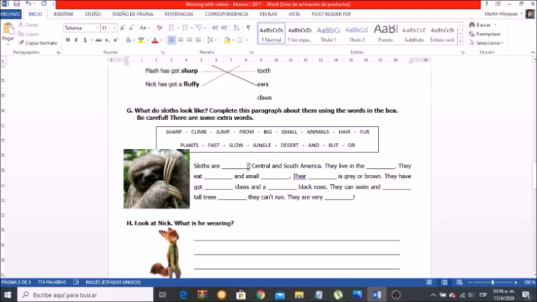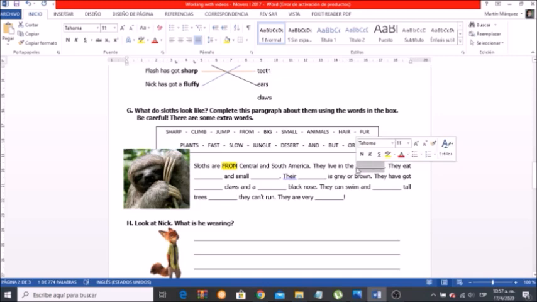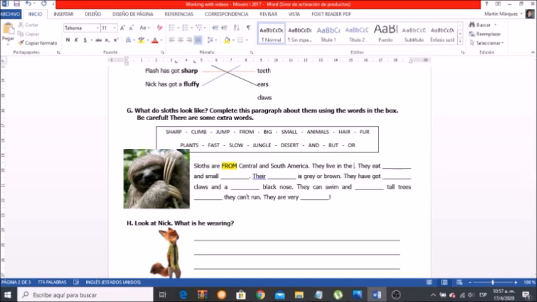Sloths are, and pay attention, you have a continent, the name of the continent here. ¿Qué usamos si nombramos el país o si nombramos la ciudad o en este caso el continente? ¿Qué posición usamos ahí? Very good. Sloths are from Central and South America. They live in the, and where do they live? Very good. They live in the jungle. They live in the jungle.